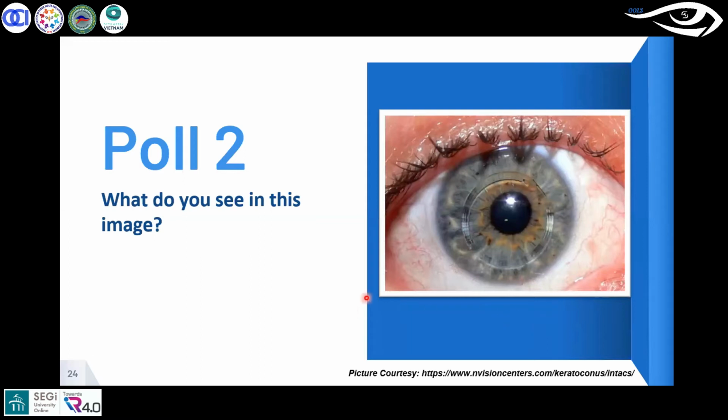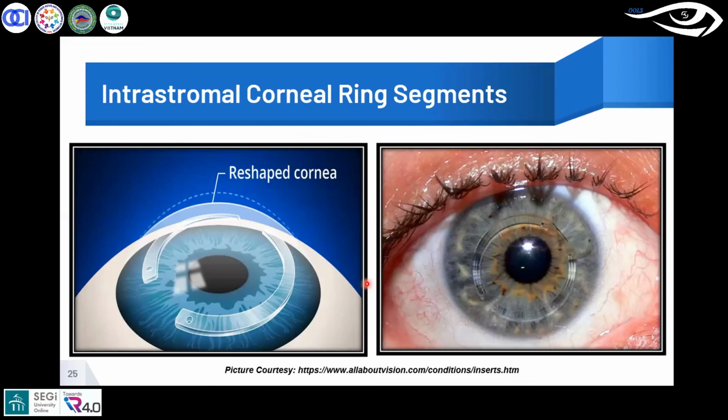Basically, Intacs is preferred as a treatment modality for keratoconus, pellucid marginal degeneration, and also for post-LASIK ectasia. If you see, there are two crescent-shaped pieces which are placed here. These are made out of PMMA material, and this is going to flatten the cornea in case of an ectatic cornea like that of keratoconus in the steep portion. It reduces the steep portion, and it also reduces the visual distortion which the patient would be experiencing due to the increased steepness of the cornea.